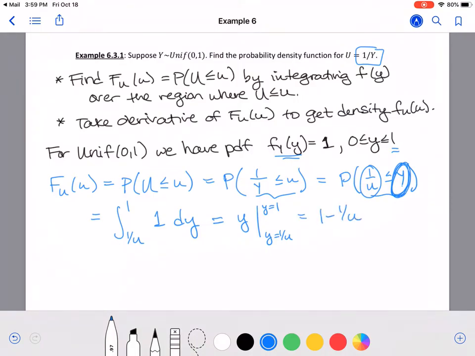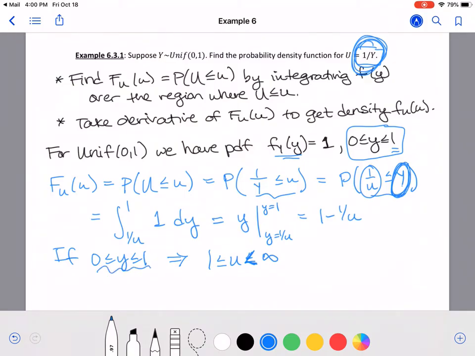What we need to note then is also what happens to our bounds. If we end up with 0 less than or equal to Y less than or equal to 1, what does that mean for our U? Notice that we're looking at 1 over Y. If I look at 1 over Y from the range of 0 to 1, that is going to imply that 1 over Y can be anywhere from 1 to infinity. If I just think of what 1 over Y gives me when I plug in anything from 0 to 1, I will get anything from 1 to infinity.